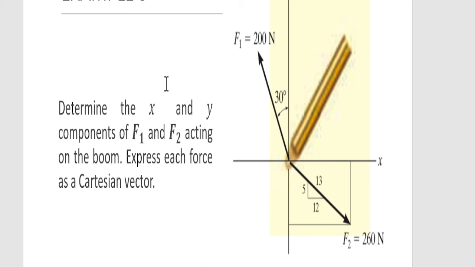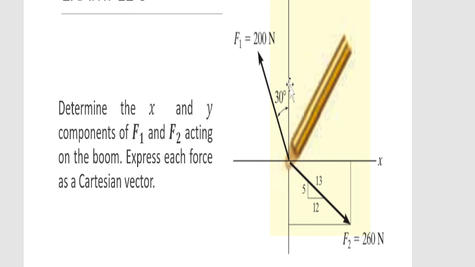So let's go with example number 5. Example number 5 is asking to determine the x and y components of F1 and F2 acting on the boom. Express each force as a Cartesian vector. You can see in the diagram, F1 is 200 Newtons, which makes a 30-degree angle with respect to the vertical component, and F2 in the second quadrant is 260 Newtons, with a slope of 5 along the vertical component, the resultant 13, then along the horizontal, that is 12.